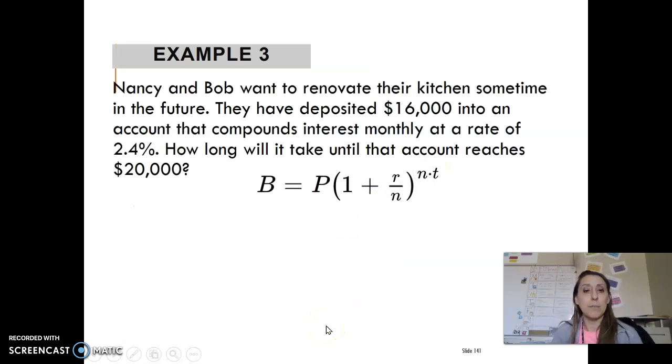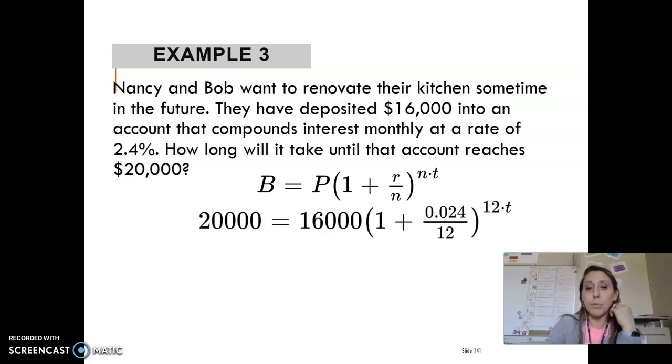All right, we've got Nancy and Bob, and they want to renovate their kitchen sometime in the future. They've deposited $16,000 into an account that compounds interest monthly at a rate of 2.4%. How long will it take until that account reaches $20,000? So we are going to plug in all of the things that we know.